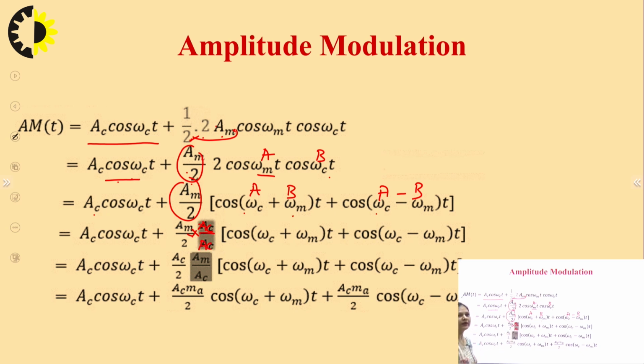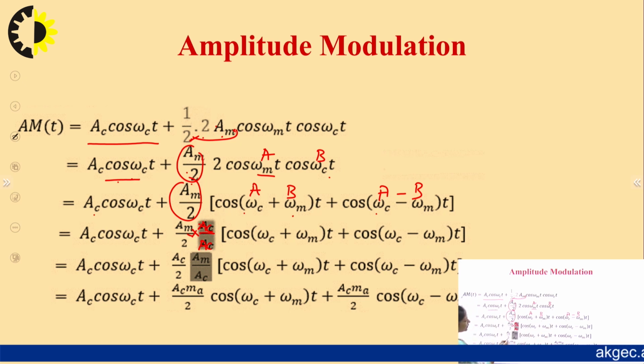Okay, we are dividing and multiplying it by AC and AC. So the other equation will remain same. Now you can see here we have changed this AC, we have kept it here and kept AM by AC, the ratio of AM by AC here. Other equation will remain same. Now the first equation will be same. Now this AC by 2, that will remain same.